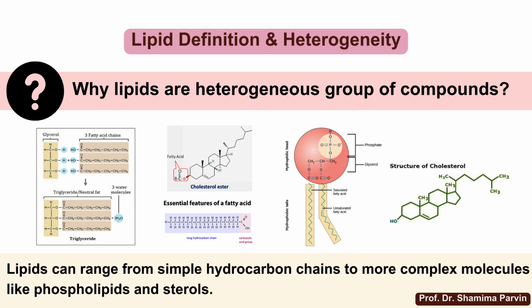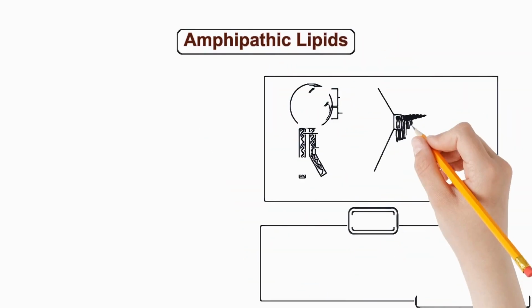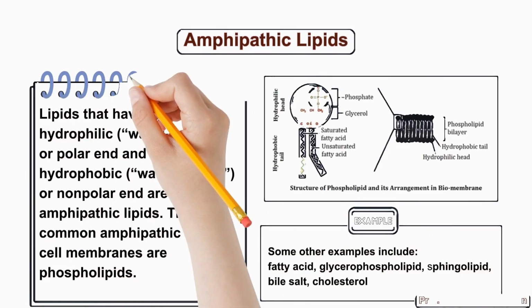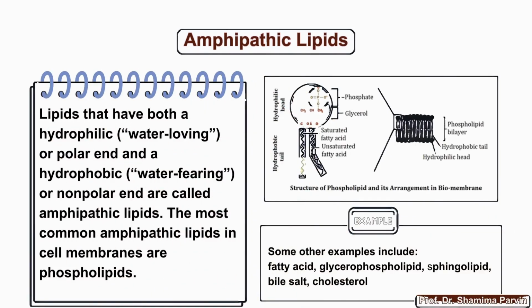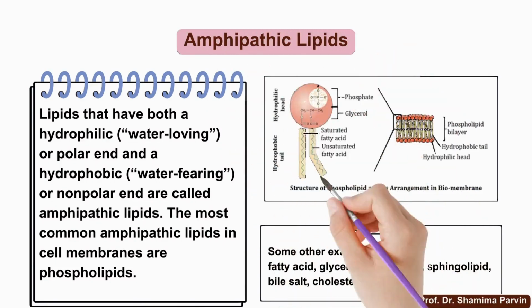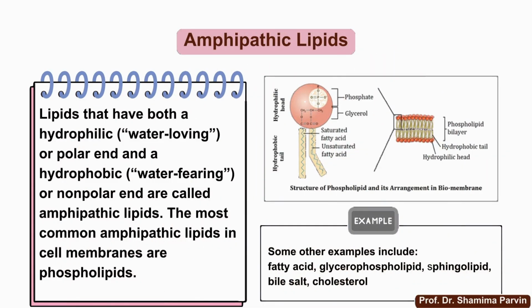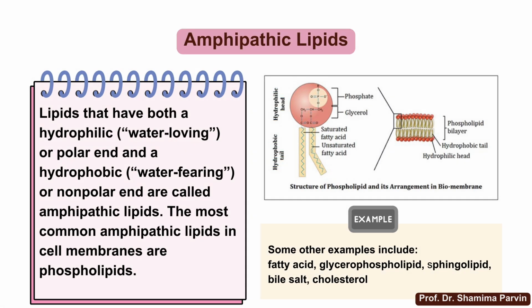solvents. Now let's discuss amphipathic lipids. Lipids that have both a hydrophilic or polar end and a hydrophobic or nonpolar end are called amphipathic lipids. A phospholipid molecule has a phosphate group on one end called the head and two fatty acid chains on the other end called the tails. The phosphate group gives the head a negative charge, making it polar and hydrophilic. The tails are uncharged, nonpolar, and hydrophobic.